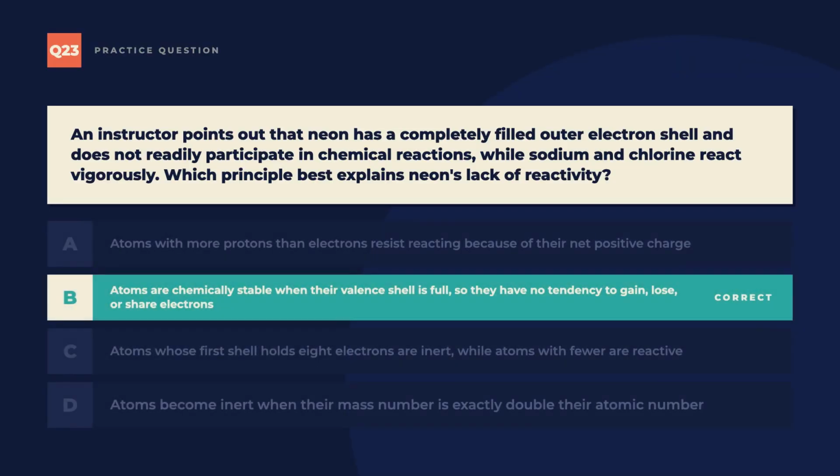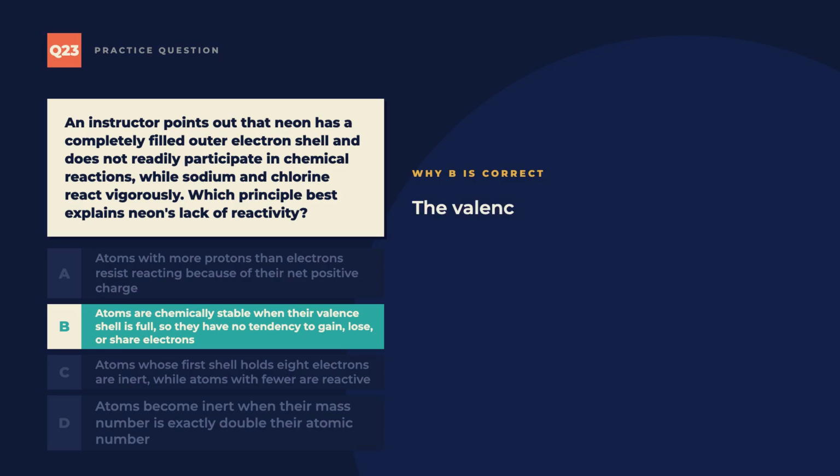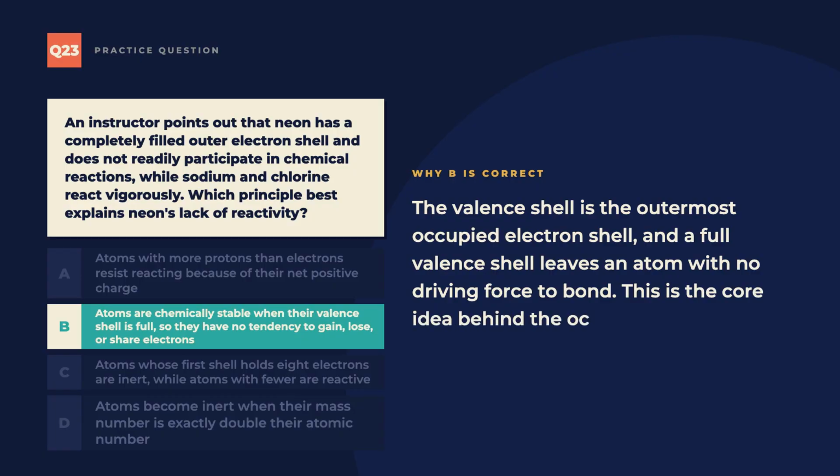The correct answer is B. Atoms are chemically stable when their valence shell is full, so they have no tendency to gain, lose, or share electrons. B is correct because the valence shell is the outermost occupied electron shell, and a full valence shell leaves an atom with no driving force to bond. This is the core idea behind the octet rule and explains why the noble gases are unreactive.